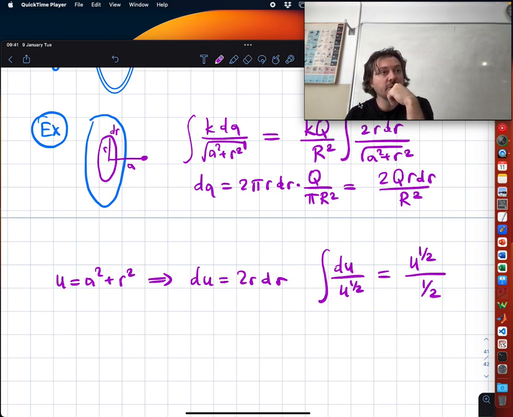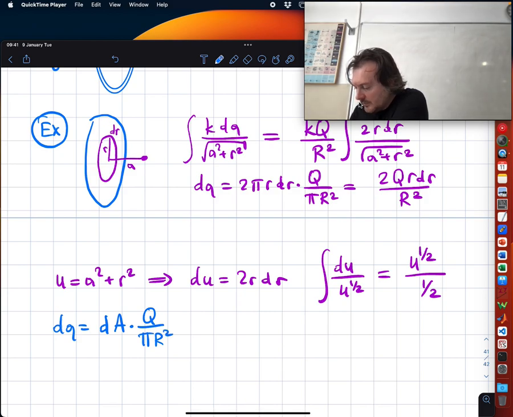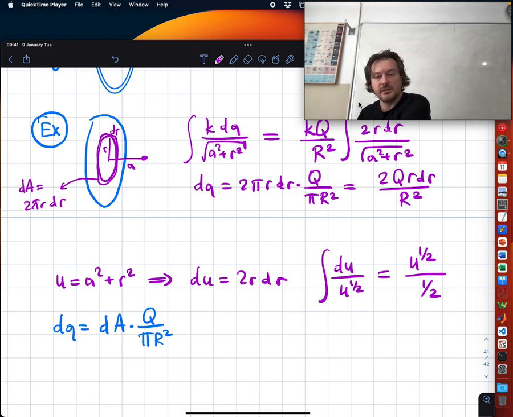Okay? Any other questions? Can you tell how we found dq again? DQ. dq is basically dA times Q over pi R squared. Do you agree with this? Yes. What is dA? There's a thickness to this ribbon over here, dr. So dA is 2 pi r dr. That's how we found it.